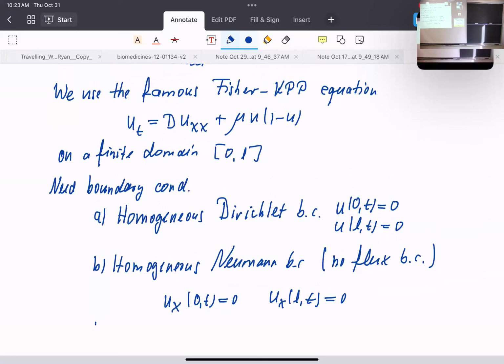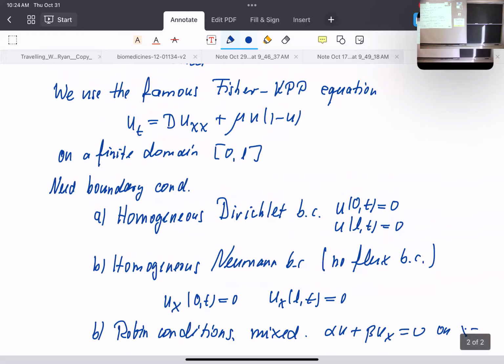And then there are Robin conditions, and they are mixed boundary conditions. So for example, you could have alpha u plus beta u_x equals 0 at x equals 0, with coefficients alpha and beta. If you set alpha to 0 and beta to 1, you're back in the Neumann case. If you set beta to 0, you're back in the Dirichlet case. So that's just a mixture of the two previous ones.